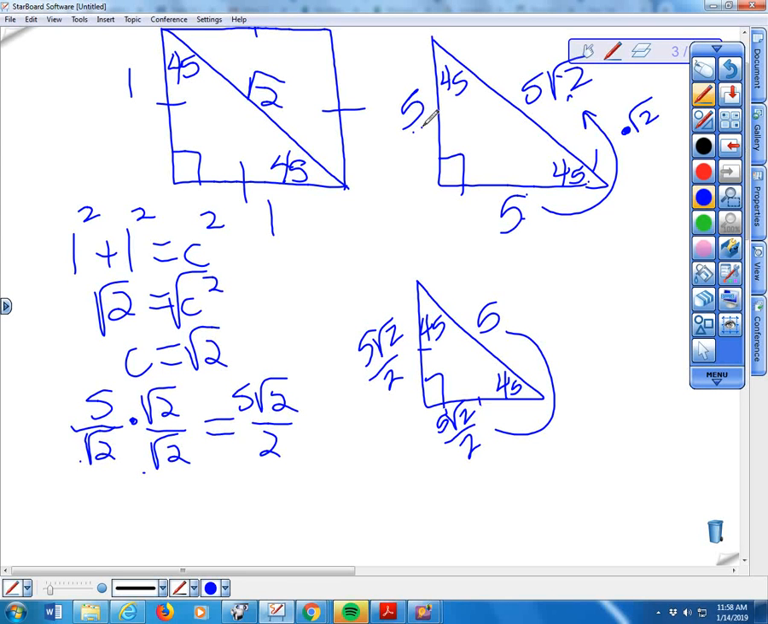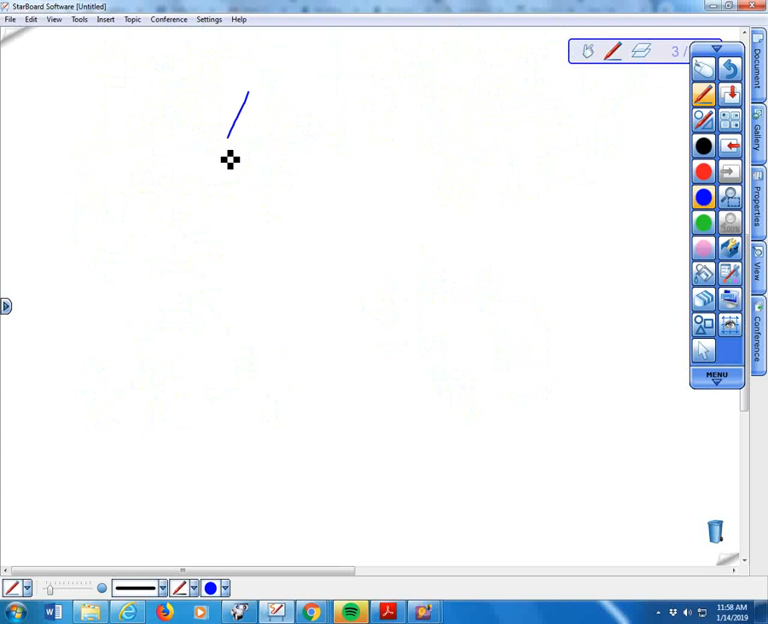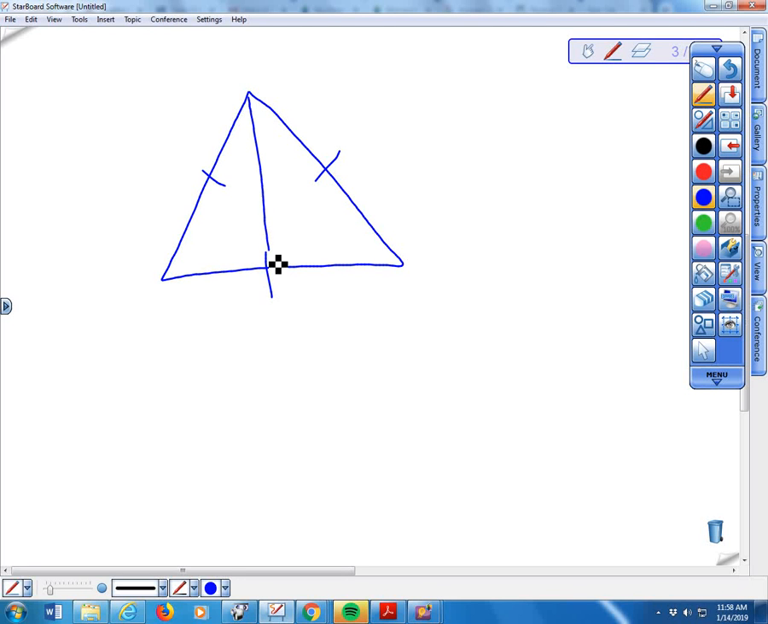Okay? The 30, 60, 90 is created starting with an equilateral triangle. All sides are equal. And I take an altitude down, which splits this and this equally in half. So let's just say all the sides were 1. What is the leg here on this right triangle? 1/2.